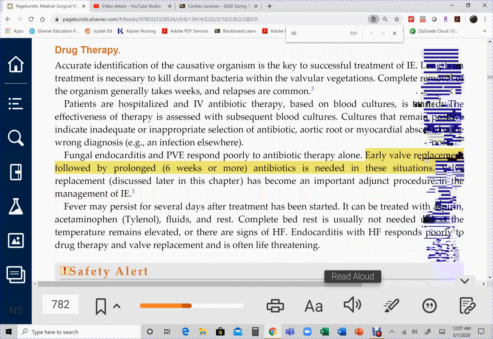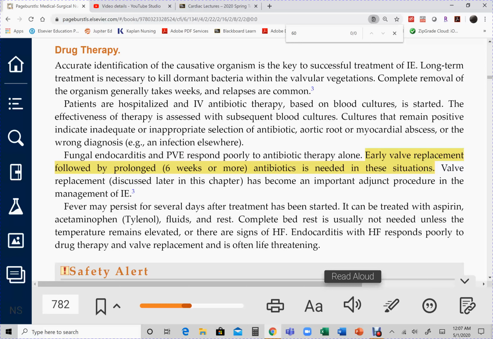Alright, so besides treating the infection, we also give them symptomatic treatment. So, Tylenol for the fever. And of course, don't forget this patient develops heart failure. So, we already discussed chapter 34, heart failure. So, this patient will receive beta blockers, ACE inhibitors, diuretics, etc.